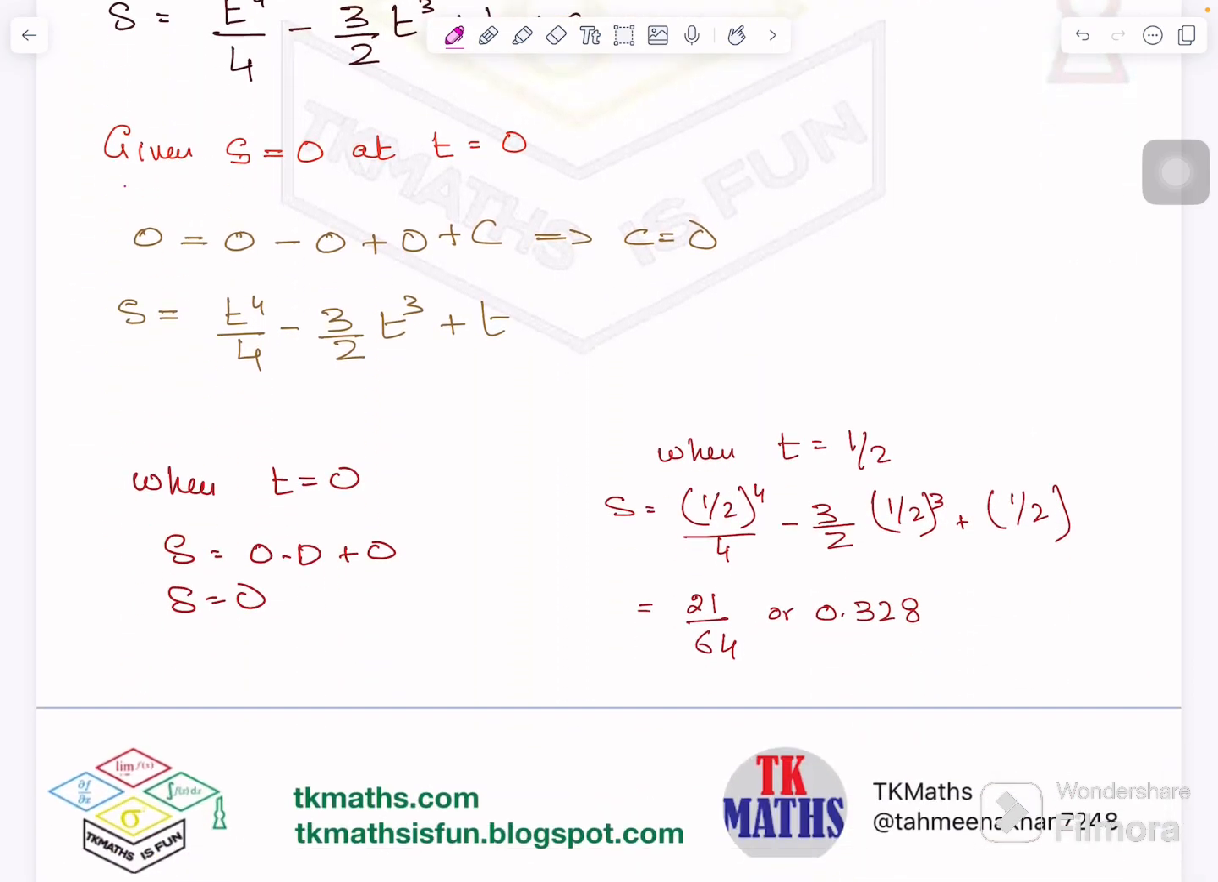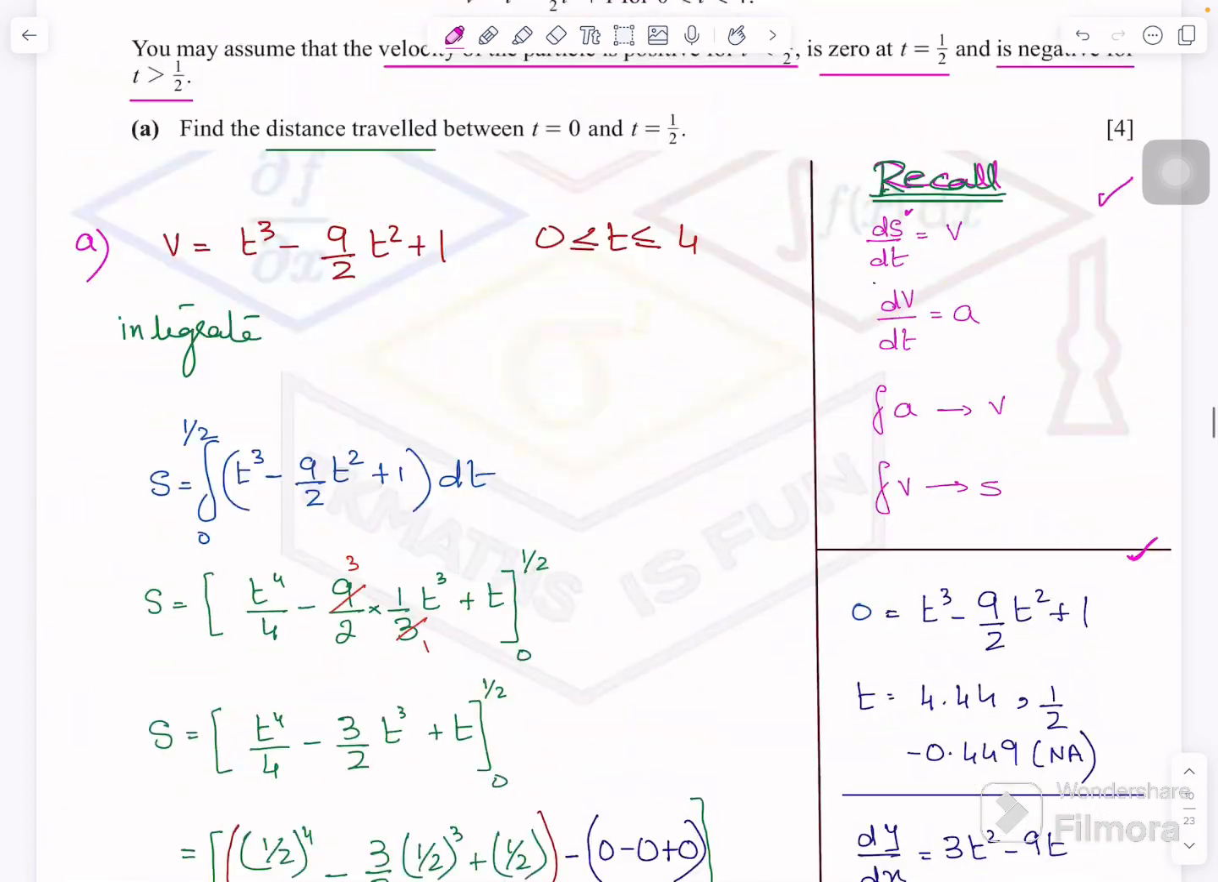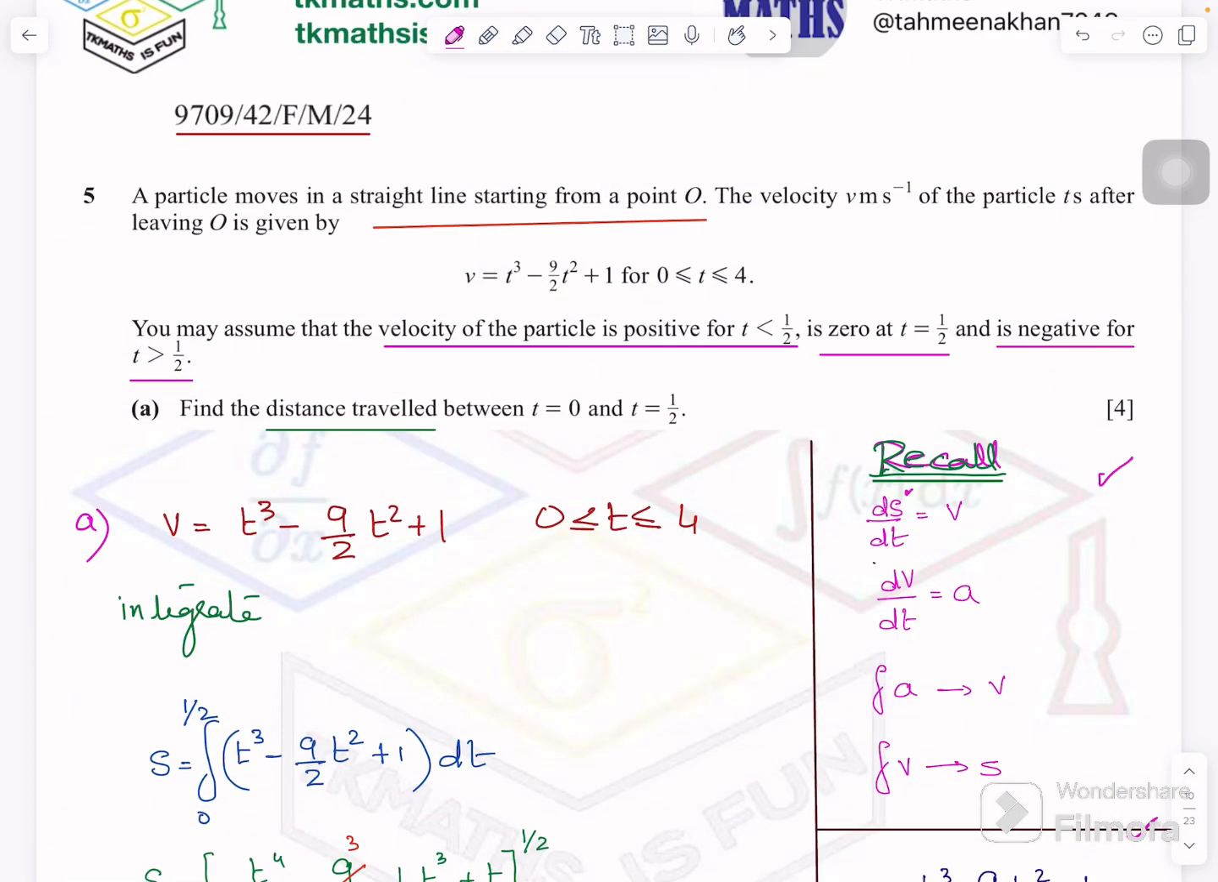The answer will come the same. How do you know this condition? By the way, it was not given straight away in the question. So the technique is, you read the question. If you see the first line where it is saying a particle moves in a straight line starting from point O, right? So we are timing it from there only.